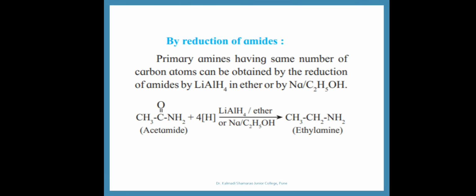Now let us see reduction of amides. Primary amines having the same number of carbon atoms can be obtained by reduction of amides by LiAlH4 in ether or by Na in presence of C2H5OH. Acetamide, that is CH3C double bond O NH2, reacts with 4 hydrogen atoms in presence of LiAlH4 in ether or Na/C2H5OH, giving you CH3CH2NH2, ethyl amine.